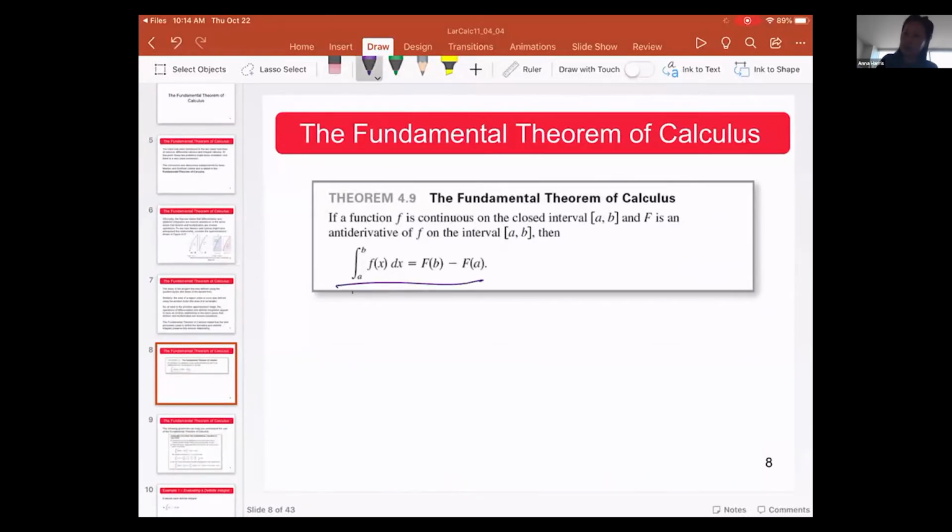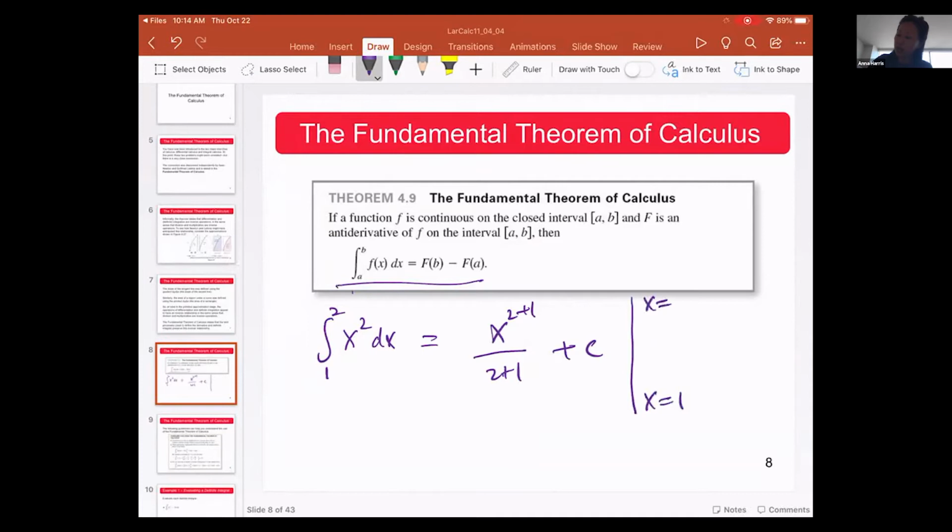So in other words, if I give you, say, the integral of x squared from 1 to 2 dx, what they're saying is take the antiderivative of that, which is what? X to the 2 plus 1 divided by 2 plus 1, usually plus c, right? But now I'm going to evaluate x equal to 1 and x equal to 2. By the way, this plus 1 minus 1 cancel out, so I don't need it.